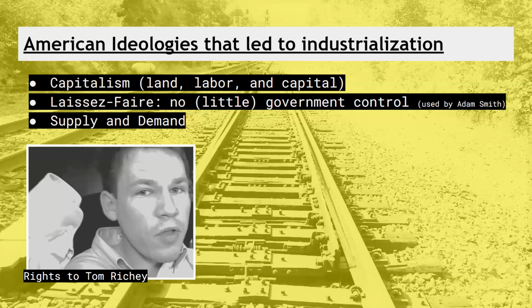And Adam Smith liked this. It's like, okay, the government's not going to control what you do. You just do what you do. But this becomes a problem, as we'll see, because then that allows for corruption, because the government can't control it. Then supply and demand as a system of how things work. And that's a picture from Tom Richey, a very helpful YouTube channel, of how he shows laissez-faire, no government hand on the economy.